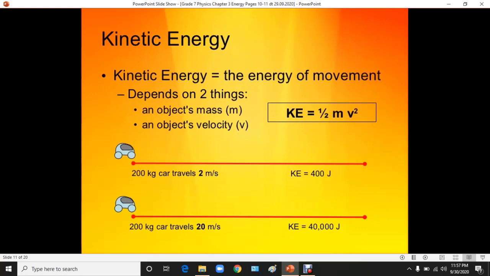Here, the kinetic energy can be calculated by using the formula kinetic energy is equal to half mv square, where we can say that kinetic energy is the energy of movement, which depends on two things. The first is an object's mass m, and the other is the object's velocity v. So using this formula, we can find out the kinetic energy for different objects. So these are the examples here.